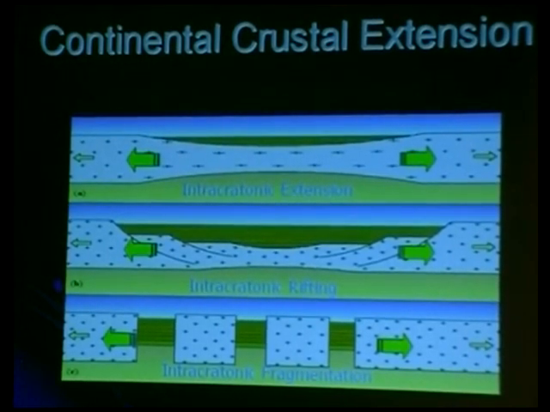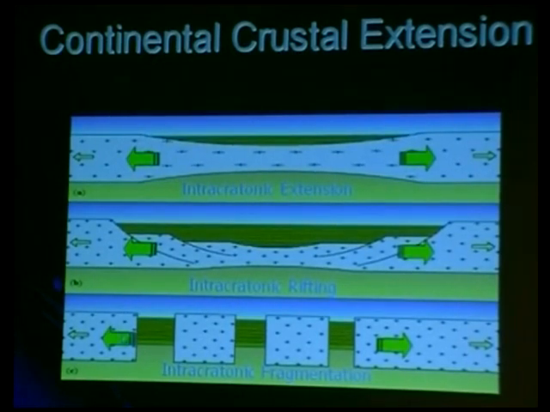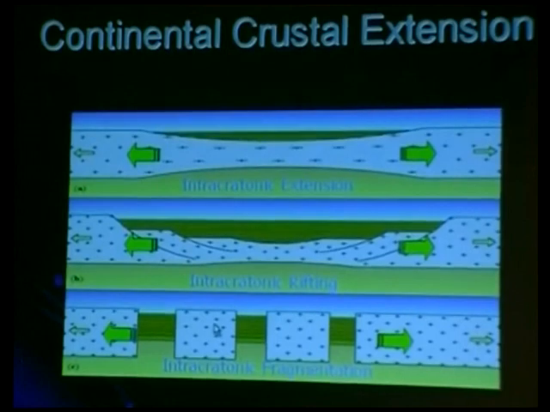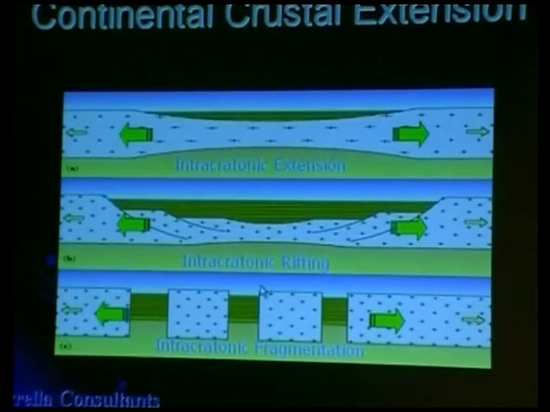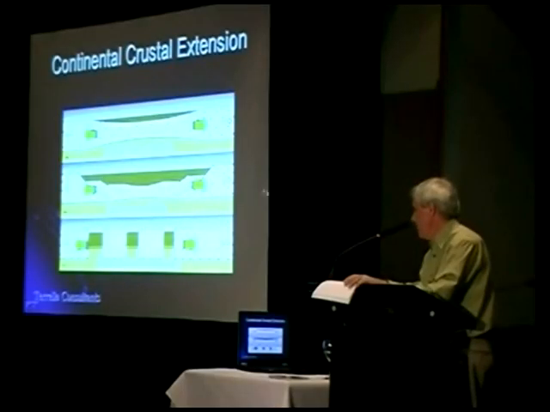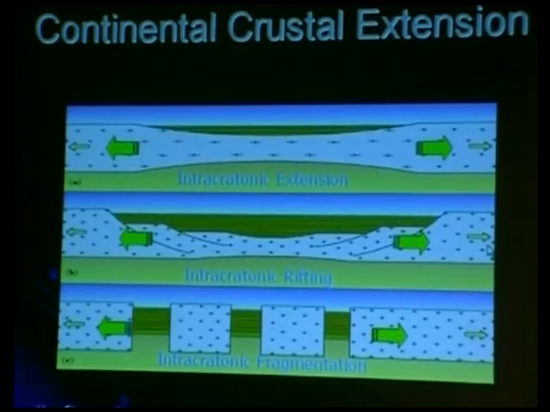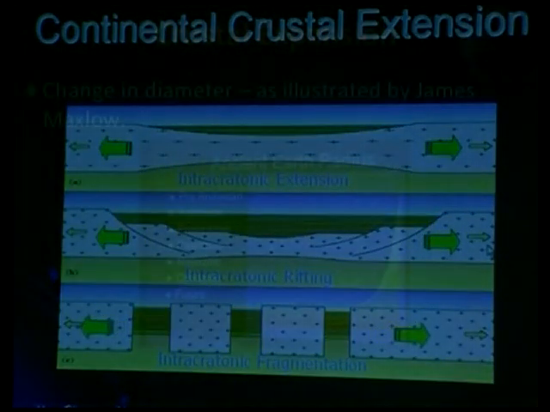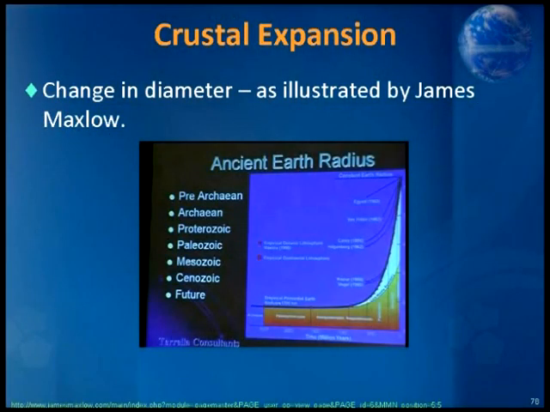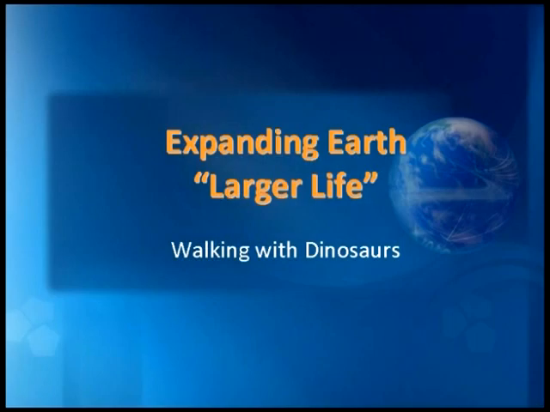Continuing on with that extension process, we then get into a continental scale where we get a breakup of this and fragmentation to form the modern continents and the modern ocean basins, and then migration. That's a little animation. So you can see there how he illustrates how you get, for example, the Greek islands all breaking up as the crust expands. Makes perfect sense to me. Perfect sense. Now, expanding Earth, larger life.